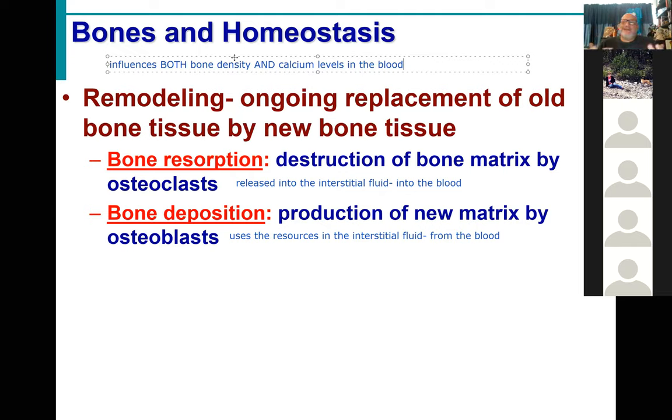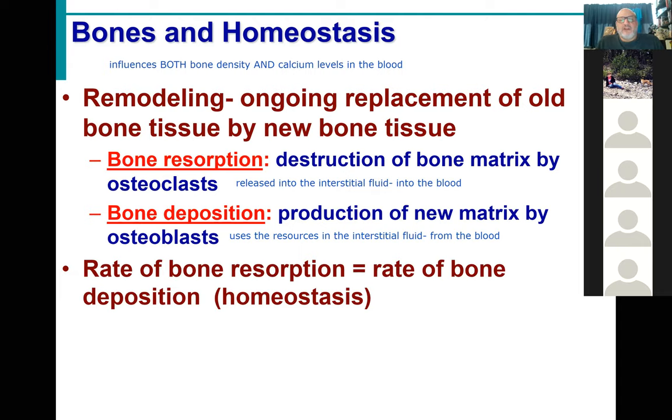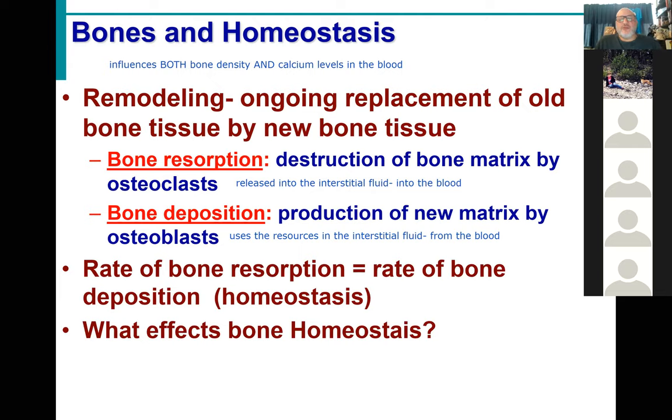Now, if our goal is to maintain homeostasis, and we have these two processes going on, bone resorption and bone deposition, we are breaking down bone matrix and making new bone matrix. If we're doing both of these processes at the same time, and we want to maintain homeostasis, what do we want the relative rate of these two processes to be? Equal, exactly. We want to be breaking down matrix at the same rate that we're building matrix. And if we can do that, then we can maintain homeostasis. So our goal of maintaining homeostasis is to maintain that consistent rate of resorption and deposition and have them be equal.